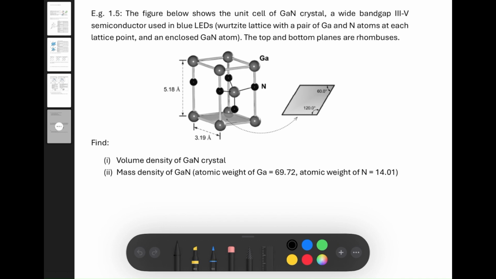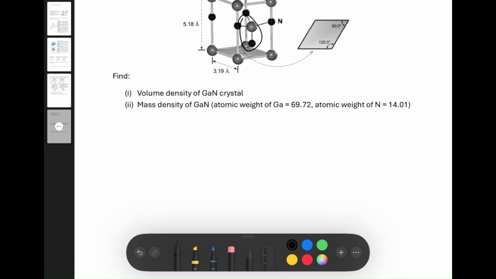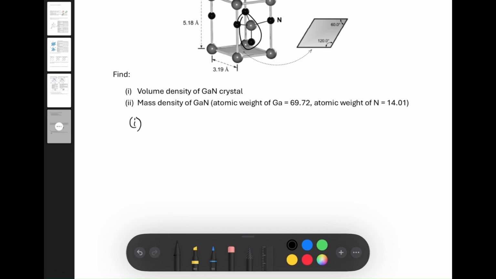Alright, let's look at example 1.5. The figure below shows the unit cell of gallium nitride crystal, a wide bandgap group 3 group 5 semiconductor used in blue LEDs. This is a wurtzite lattice with a pair of gallium and nitrogen atoms at each lattice point, and an enclosed GaN atom. The bottom and top planes are rhombuses. So this is the enclosed GaN atom, and we need to find the volume density of GaN crystal and the mass density of GaN.